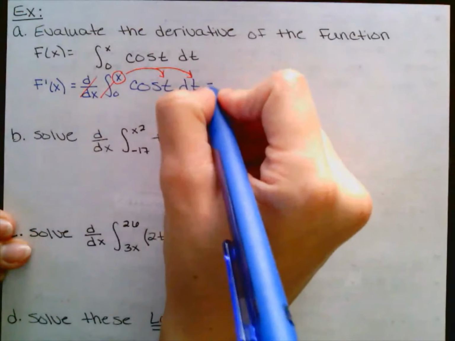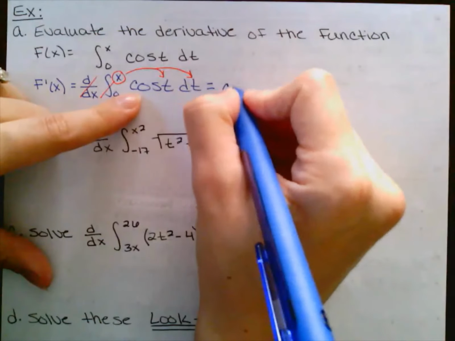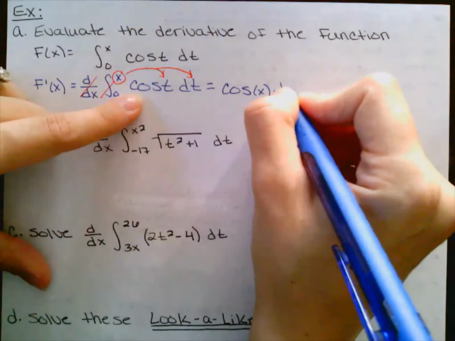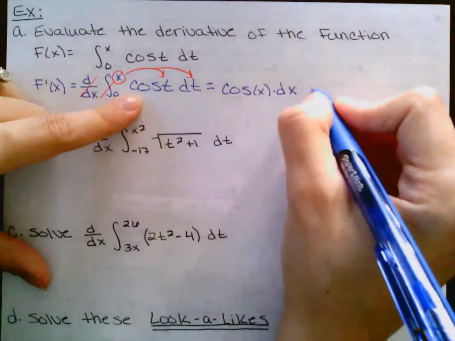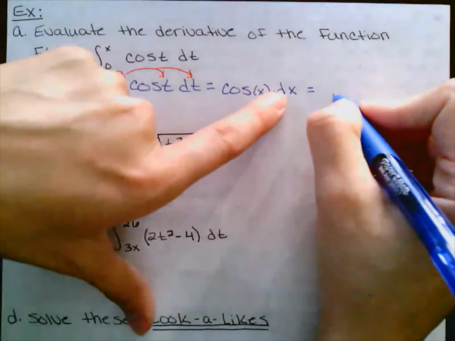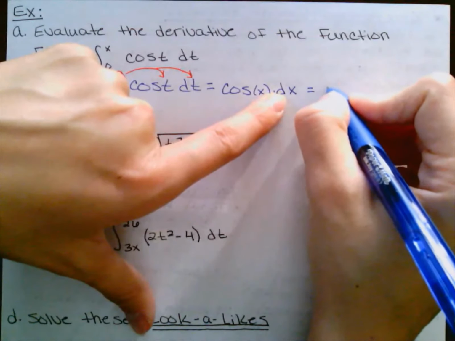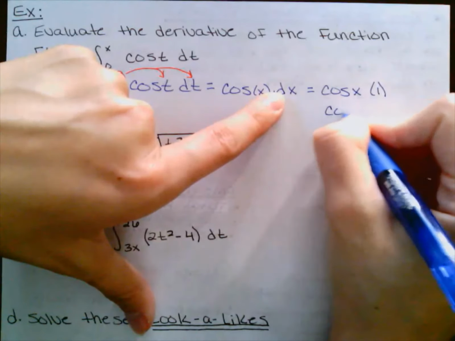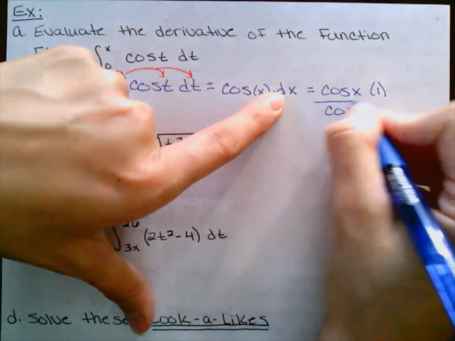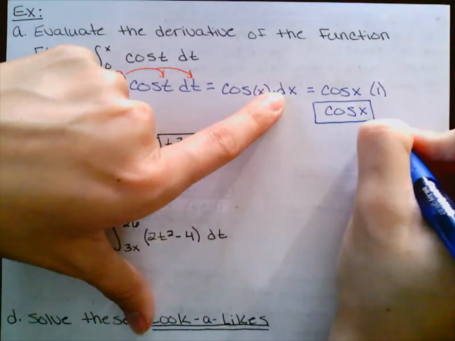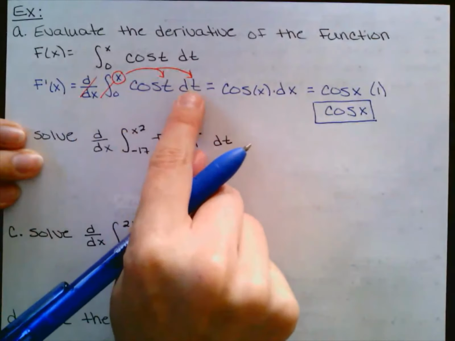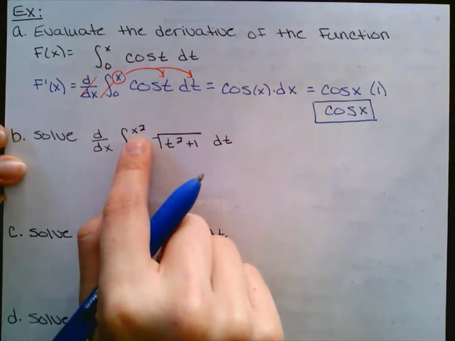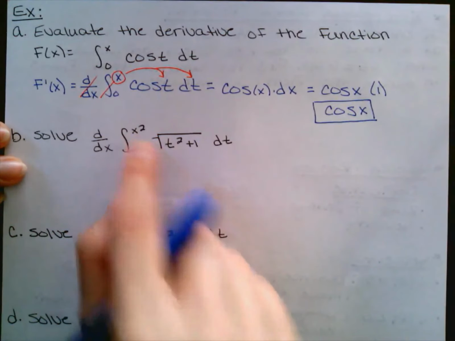So I have cosine of x times the derivative of x. Well, in this case, the derivative of x is just 1. So I have cosine of x times 1, which is just cosine of x. Okay, so it may seem insignificant to plug that x into this dt because it does disappear, but you're going to see in the next question when it's something more complicated than just an x.